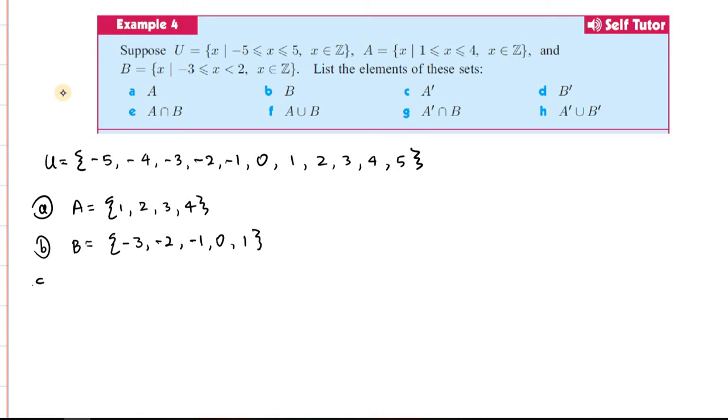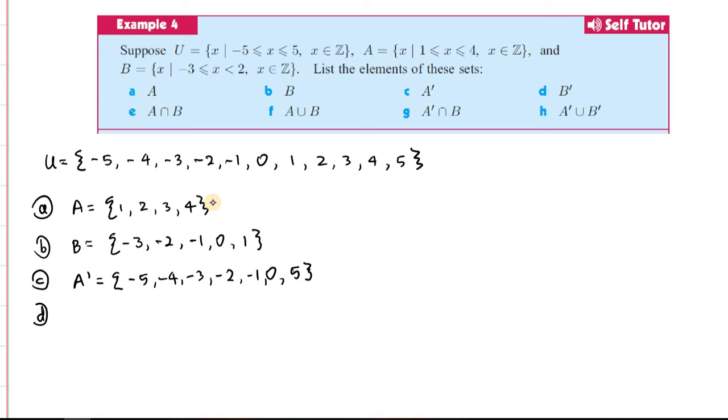Then we want the complement of A. So recall that if A is the values 1, 2, 3, and 4, then the complement of A is going to be everything that's in the universe that's not already in A. So that would be -5, -4, -3, -2, -1, 0, skip 1, 2, 3, 4, and then 5.